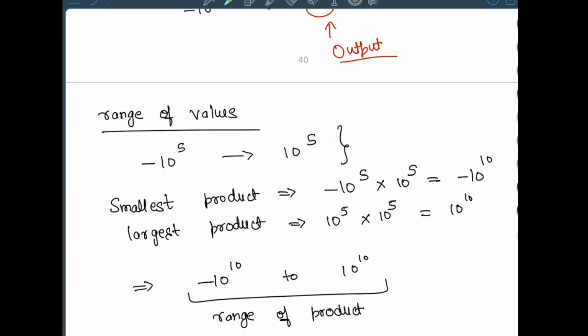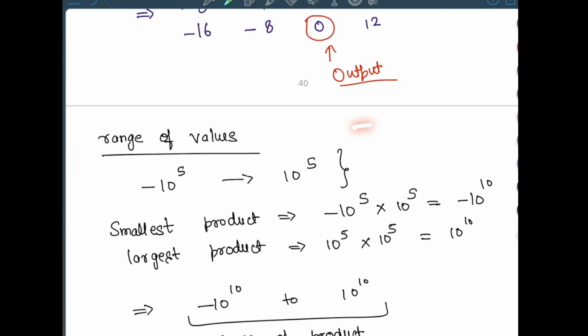Now if I ask you what is the smallest product which is possible and what is the largest product which is possible, then the answer would be, let us say one scenario is there is a number -10 to the power 5 in the nums1 array and 10 to the power 5 in the nums2 array. If you multiply these values, -10 to the power 5 multiplied by 10 to the power 5, then the output would be -10 to the power 10.